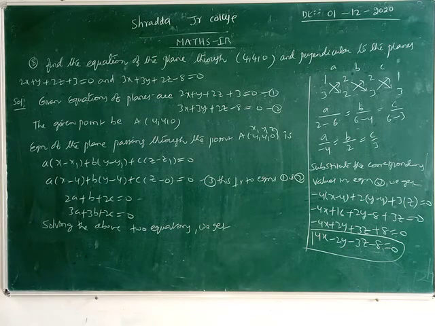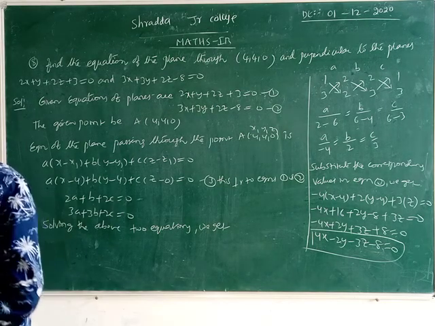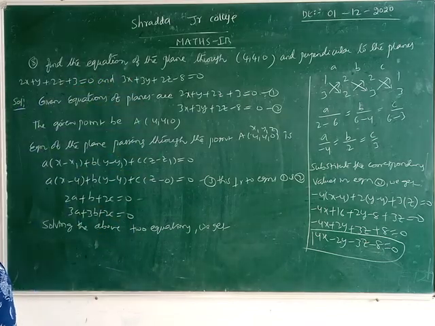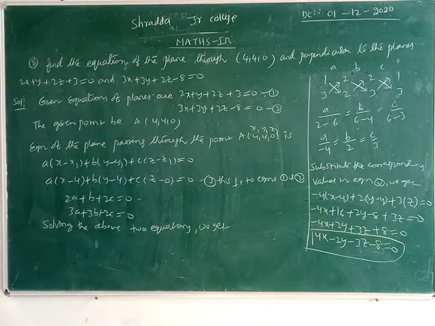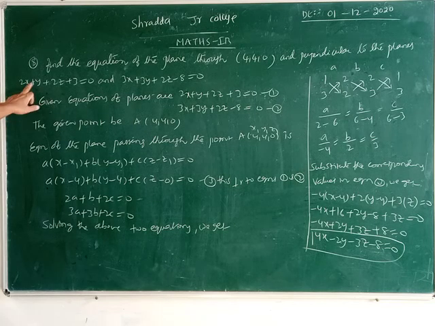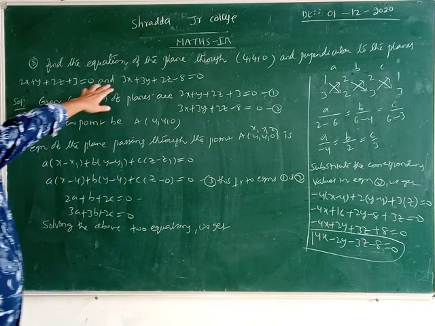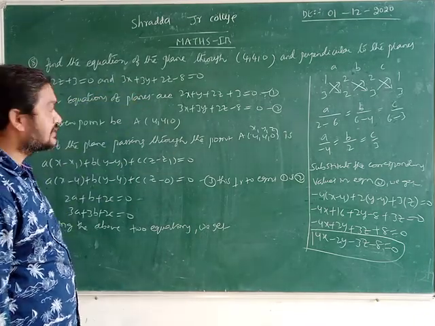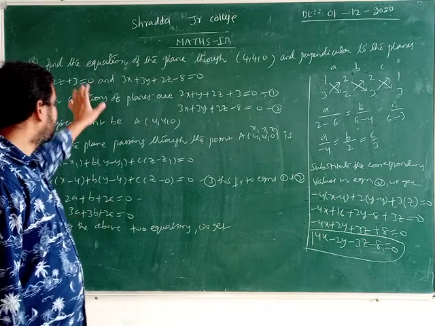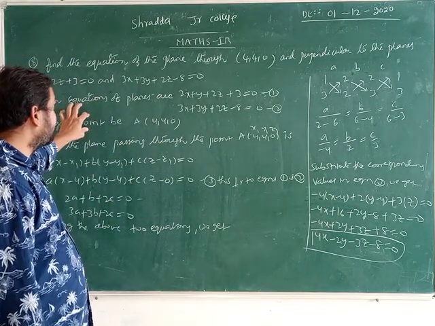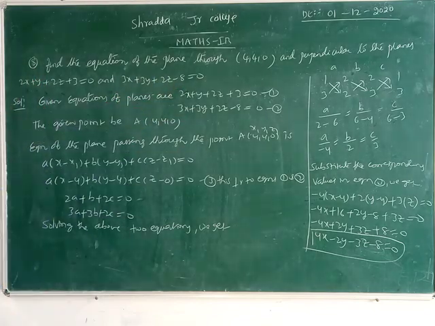So now see, once again this problem. See here, what is given here? Find the equation of the plane through 4, 4, 0 and perpendicular to the planes 2x plus y plus 2z plus 3 equals 0 and 3x plus 3y plus 2z minus 8 equals 0. Now what are the given equations of planes? That is 1 and 2. And what is the given point? 4, 4, 0.